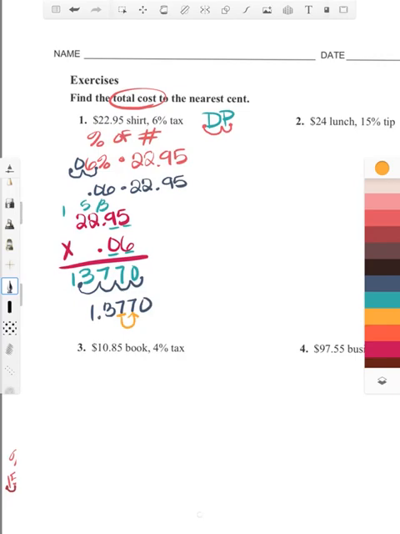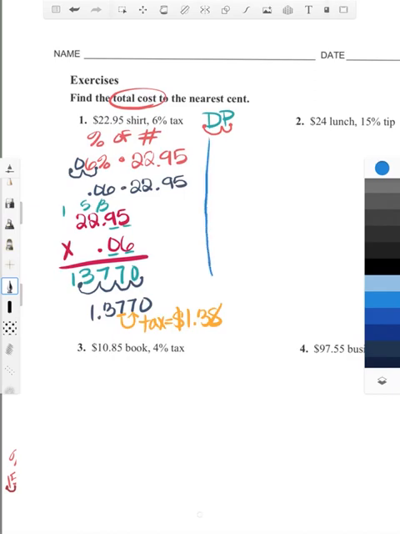So now we know our sales tax is going to equal $1.38. But they want to know the total price. I'm running out of colors here. Let's go with blue. They want to know the total price, so we're going to have to add $2.29 to $1.38. And notice I'm lining up my decimals here, making sure everything is underneath each other.